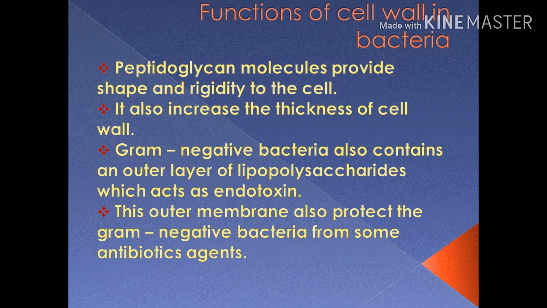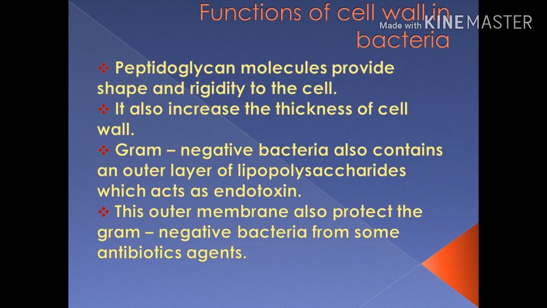So what are some functions of the bacterial cell wall? First of all, we should know that peptidoglycan is present only in the bacterial cell wall, and it provides shape, support, firmness and rigidity to the cell. It also increases the thickness of the cell wall. The next function concerns the gram-negative bacteria. We know that the outer membrane is present. It is made up of lipopolysaccharide and it acts as an endotoxin. It will support the bacteria and it will also act like an endotoxin.